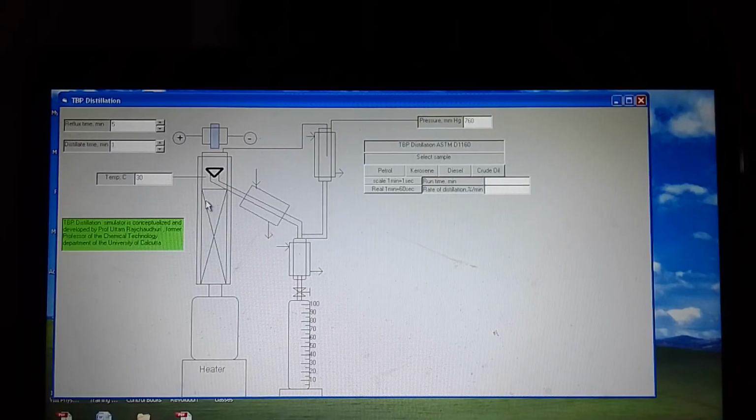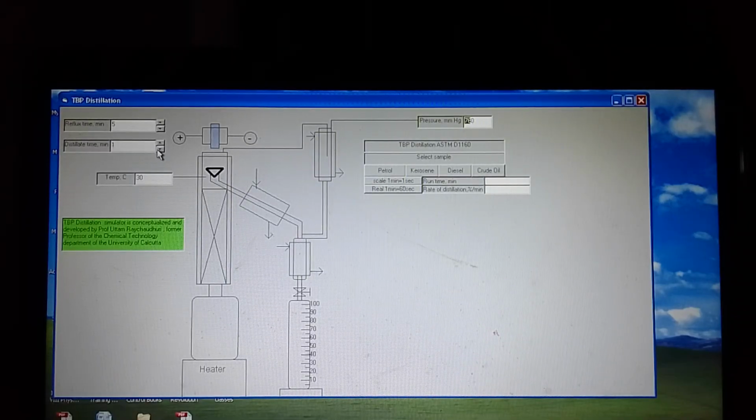Now we can show you that the reflux time and distillate time is equivalent to the reflux ratio, where as per standard a 5:1 ratio is maintained. Here you can also change it and find a different type of analysis, but according to the standard it is maintained at 5:1. So 5 minutes of reflux means that this valve will be closed for 5 minutes, and whatever vapor goes up will be condensed and return back to the retort. That is called reflux.